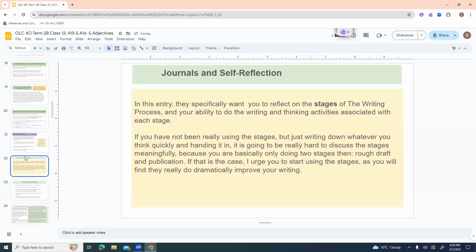Okay, so in this entry, they specifically want you to reflect on the stages of the writing process and your ability to do the writing and thinking activities associated with each stage.